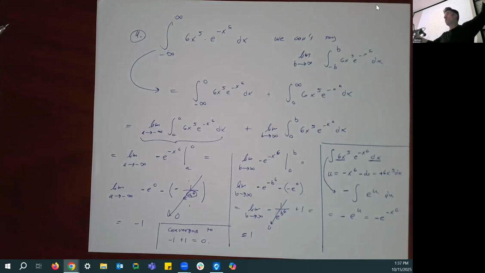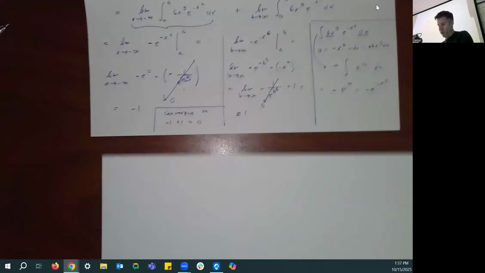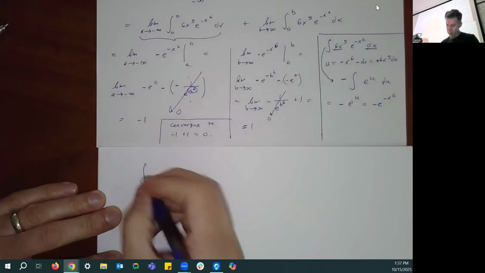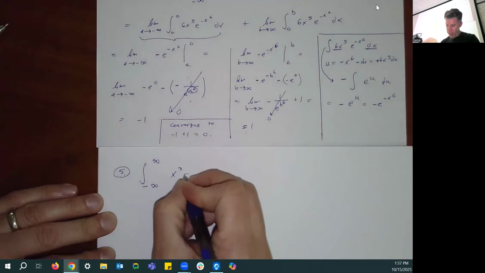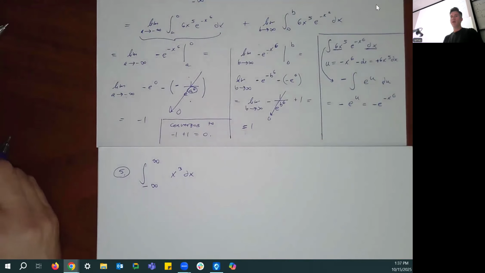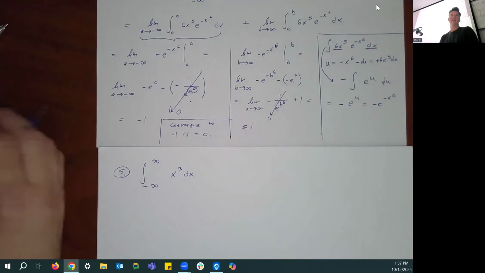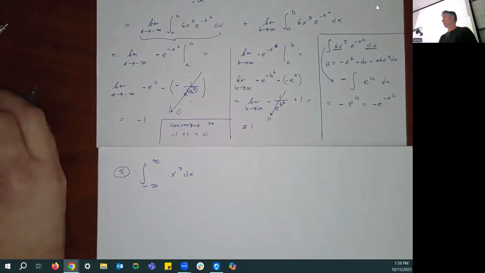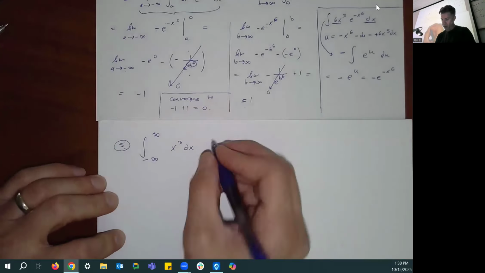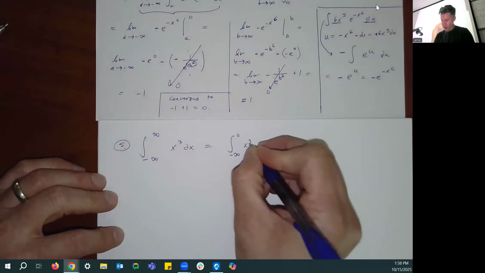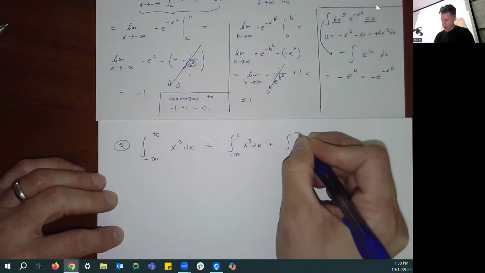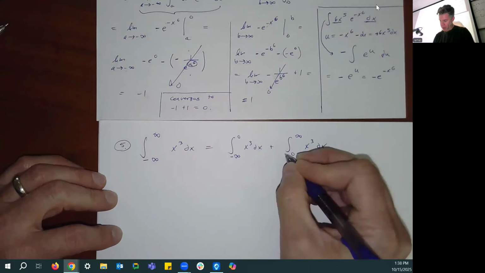I want to caution you. It's not always true. What do I mean by that? Let's look at one more example. Let's say I wanted to find the integral from negative infinity to infinity of x cubed dx. Well, at least graphically, you would imagine that these areas would cancel out and you'd get 0. And gosh, I wish that were true because it just feels like it should be true, but it's not. So what happens here is if you break this up, if you write it as the integral from negative infinity to 0 of x cubed dx plus the integral from 0 to infinity of x cubed dx. And let's just deal with this one first.